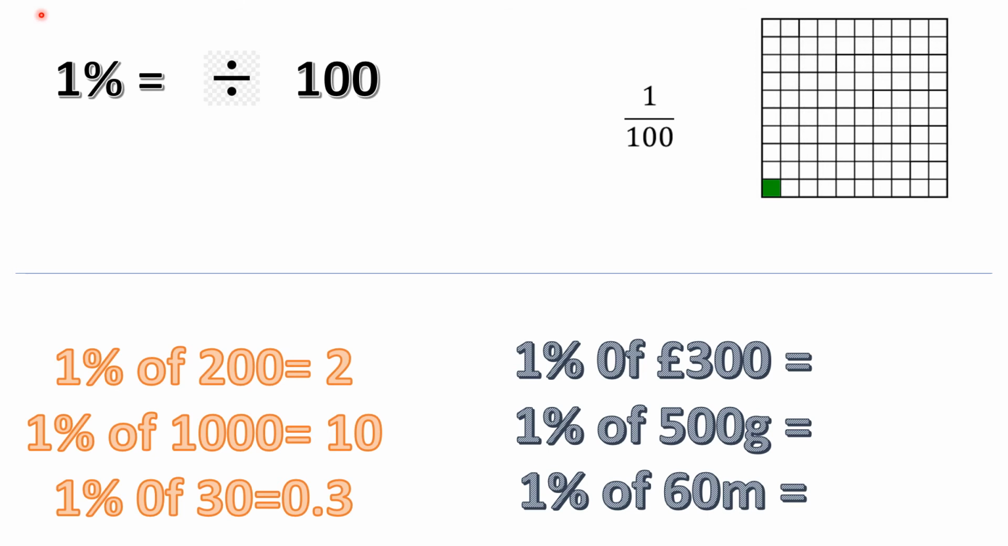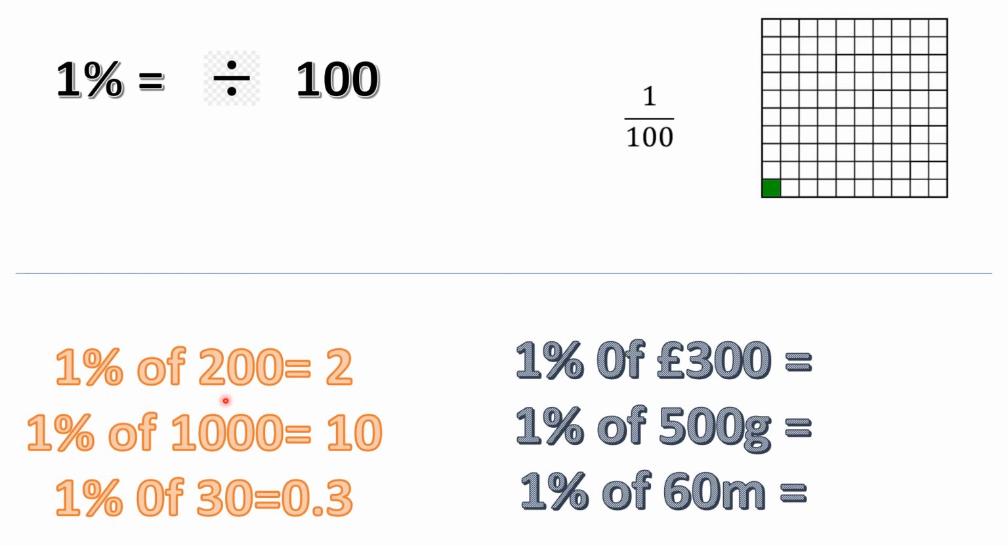Right, 1% of a number. Well, we know that percentage is out of 100. So 1% looks like this. This is a 100 square, and out of the 100, you've only got 1%, which is 1 square. As a fraction, that's 1 over 100, or 1/100th. Now, the way we work out 1% is very easy. You just divide the number by 100. Let's have a look at some examples.